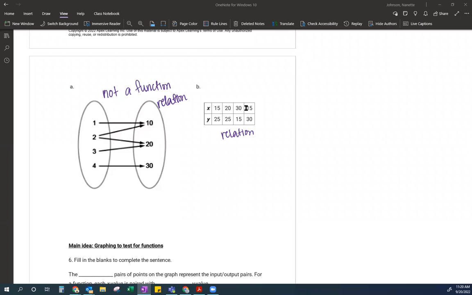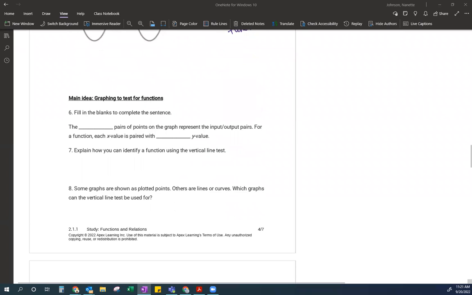Okay. The next little part, fill in the blanks. The blank pairs of points on the graph represent the input-output pairs. So this is ordered. And then it says for a function, each X value is paired with one Y value, remember, because it's only one output. Explain how you can identify a function using the vertical line test.